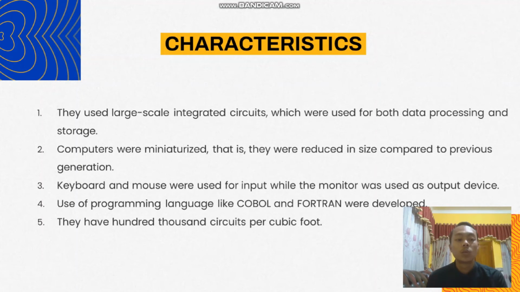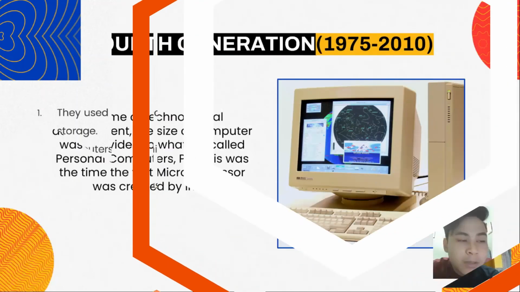Two, the computers were faster in speed compared to the previous generation. Three, keyboard and mouse were used for input while the monitor was used as the output device. Four, programming languages like COBOL and FORTRAN were developed.